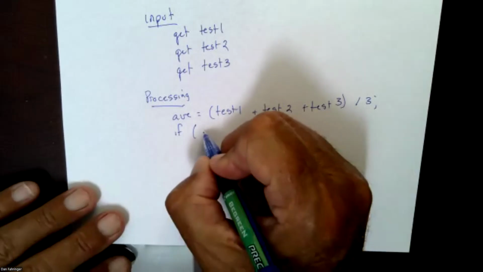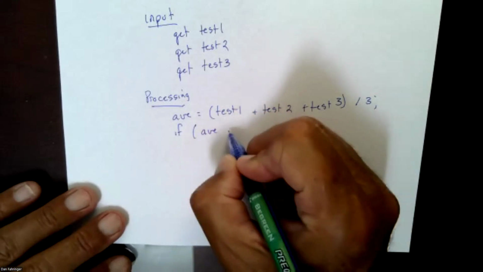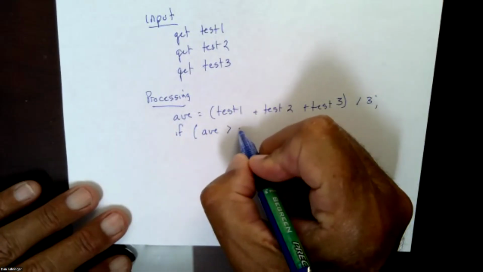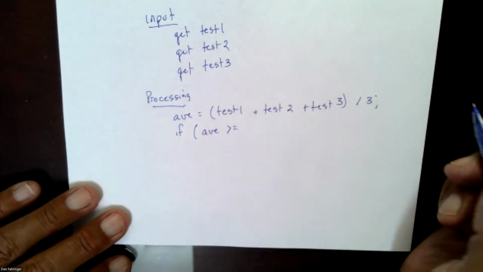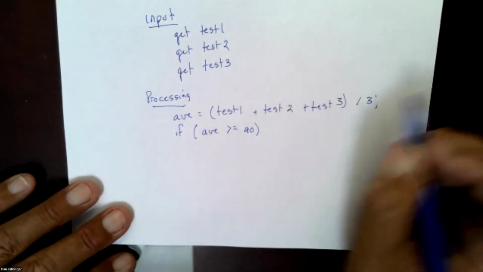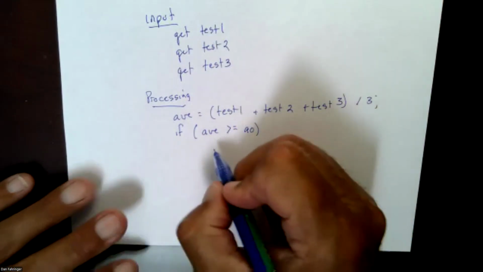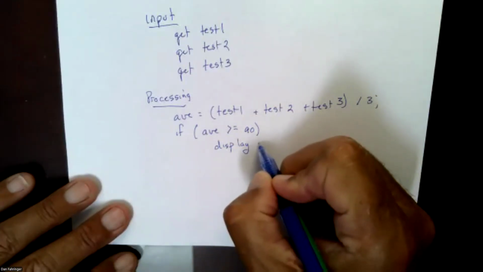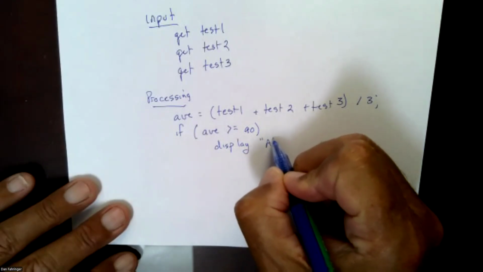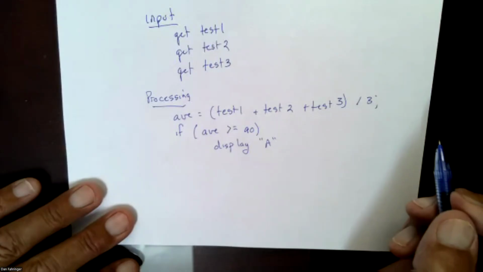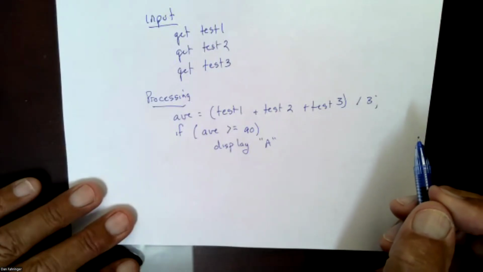If average is greater than or equal to 90. Okay. And again, we're doing an algorithm. So I'm going to display what? The letter grade is an A. Yeah. Keep going. What would my next step be? Tell me what to keep typing.